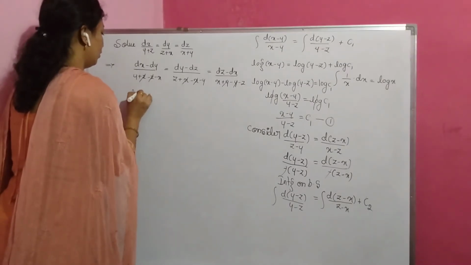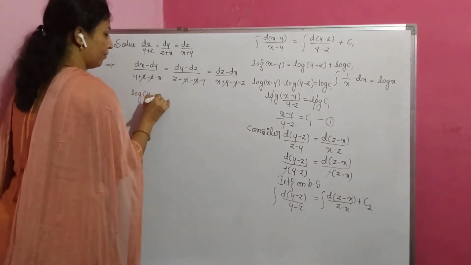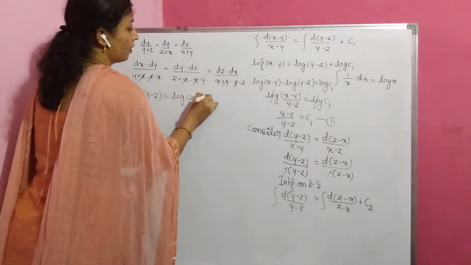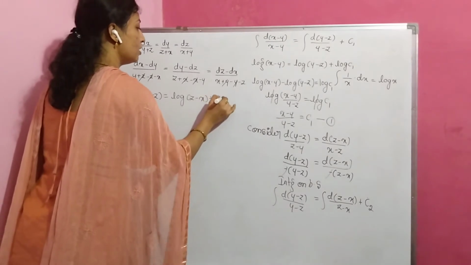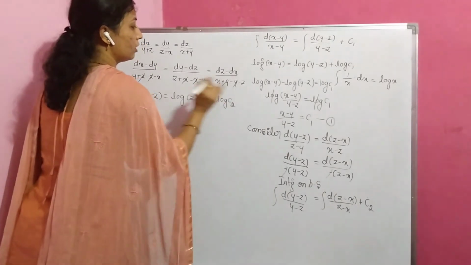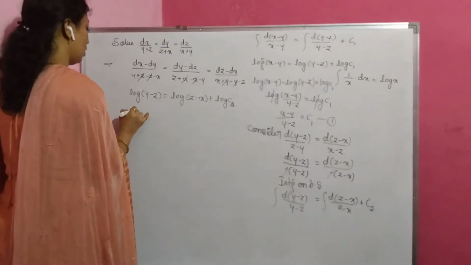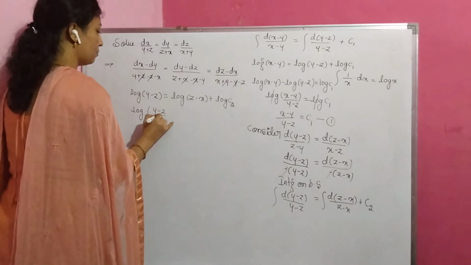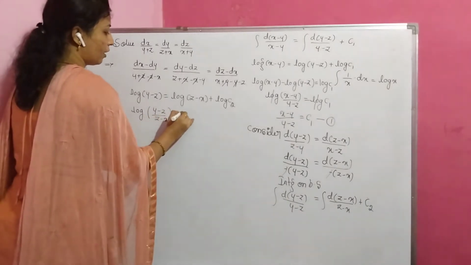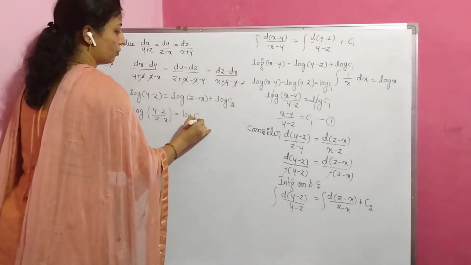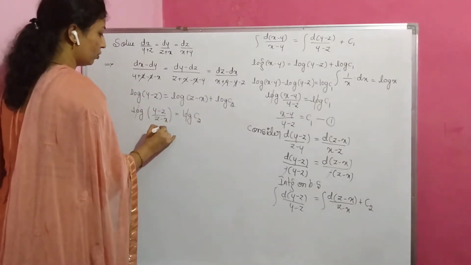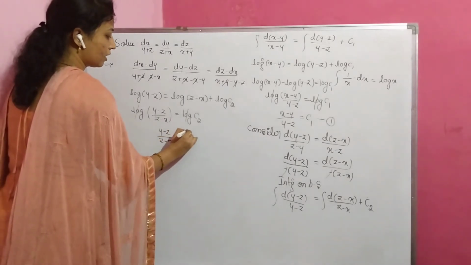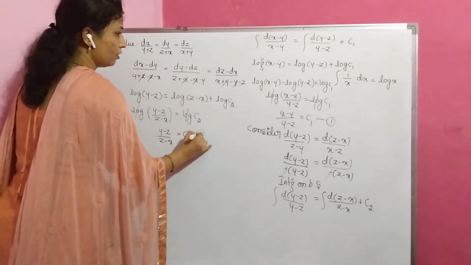log of (y minus z) is equal to log of (z minus x) plus c2, which can be written as log c2. Then again it is in log u by v form, which means log of (y minus z) divided by (z minus x) is equal to log c2. The log gets cancelled, so we have (y minus z) divided by (z minus x) is equal to c2. Call this equation 2.